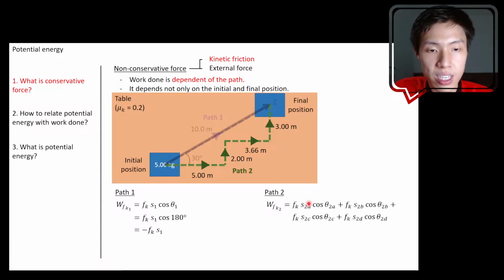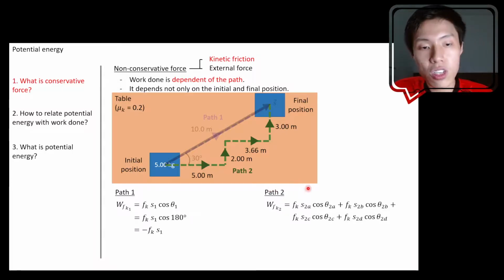So we will have a section with displacement 2a, which is for path 2, section A. Displacement 2b will be for path 2, section B. Displacement 2c will be for path 2, section C. Displacement 2d will be for path 2, section D. So we will find the work done for each section of the journey, then we will sum them up to find the work done by kinetic friction for path 2.